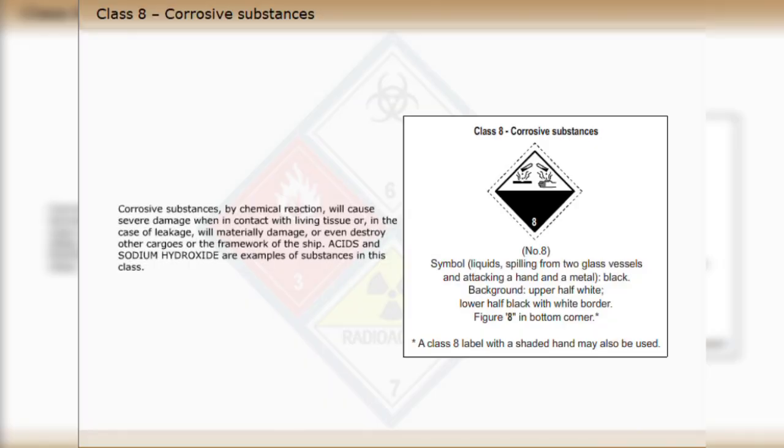Corrosive substances, by chemical reaction, will cause severe damage when in contact with living tissue, or, in the case of leakage, will materially damage or even destroy other cargoes or the framework of the ship. Acids and sodium hydroxide are examples of substances in this class.